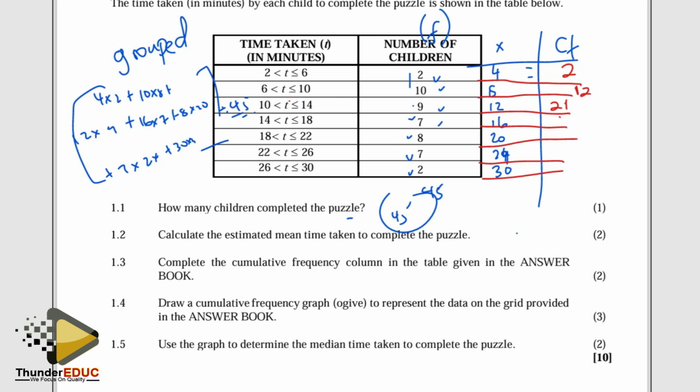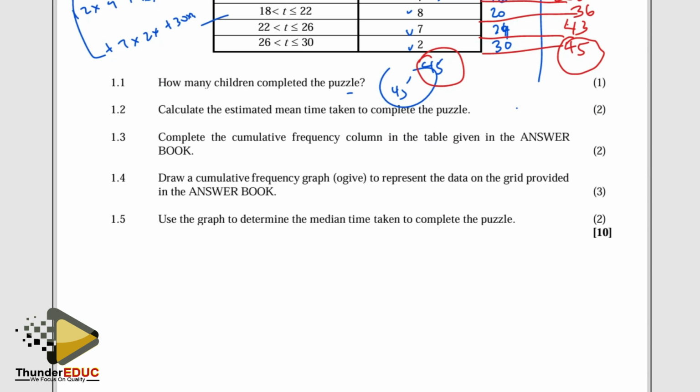21 plus 7, it's going to be 28, plus 8, it's going to be 36, plus 7, that's a 43, plus 2 is 45. So one hint about completing this cumulative column: the last cumulative value must be the same as the total that you have for the frequencies. Then we're done. Then they want you to draw the ogive, or the cumulative frequency.